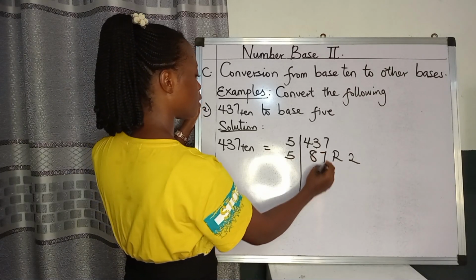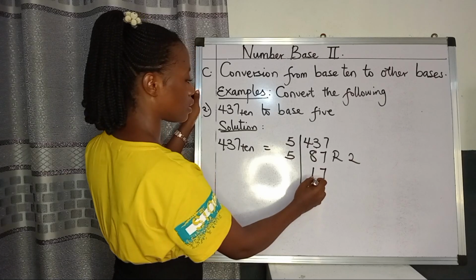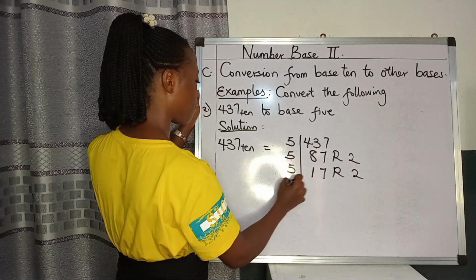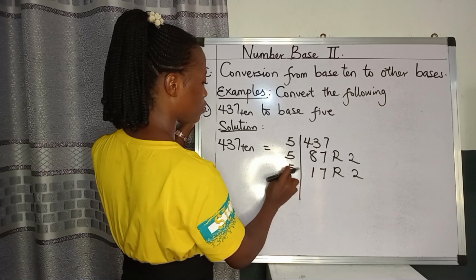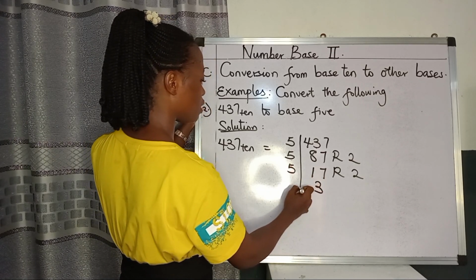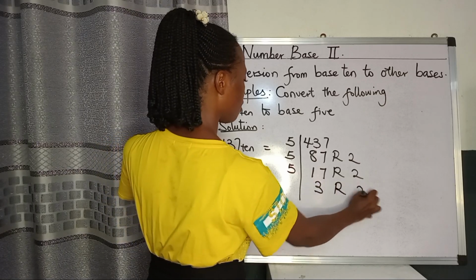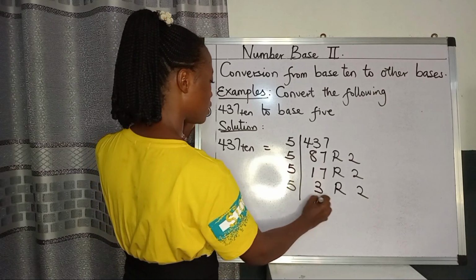Then 5 in 37. 5 in 37 gives you 7 because of 35. Remainder 2 again. We keep dividing. 5 in 17. 17 divided by 5 will give you 3, because 5 times 3 is 15. Okay, so 3 remainder 2 again. Now finally 5. 3 divided by 5 is 0.